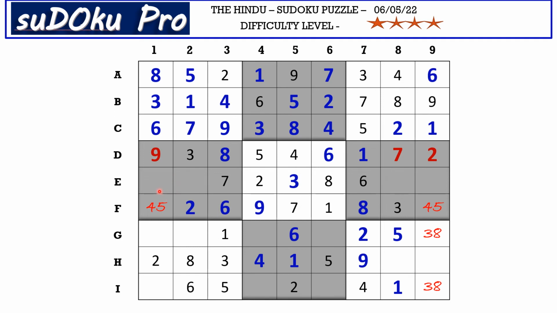Let's try to fill this fourth block. Here there are 3 missing numbers. There is 1, 4 and 5. You have 1 and 5 blocking from here. So E2 takes 4. So F1 becomes 5 and E1 takes 1.